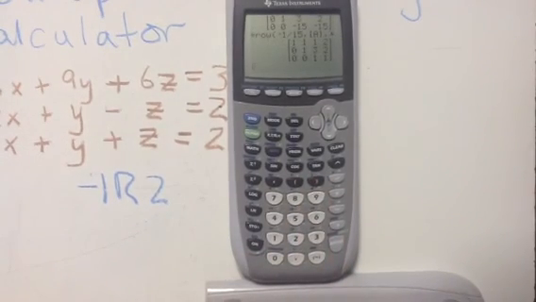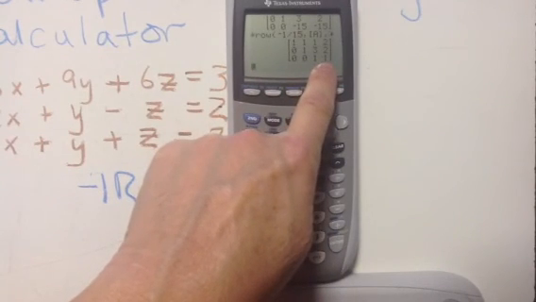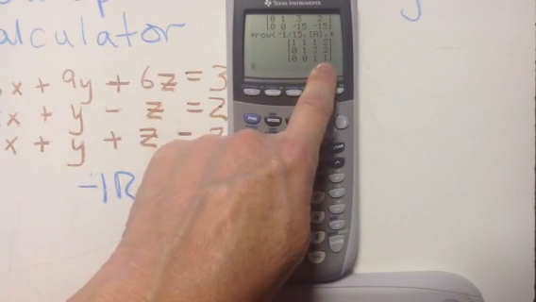Now I have a 1 there. What that means is 1z equals 1. So that means z is equal to 1 in our matrix.